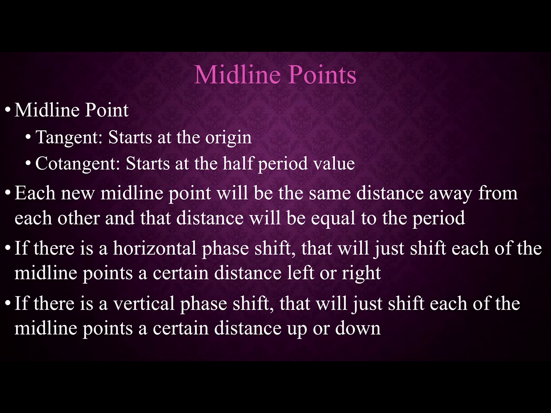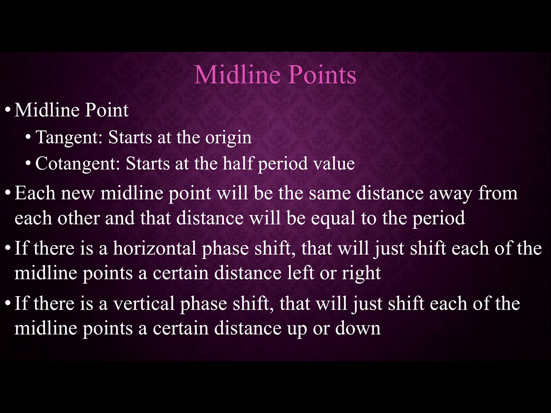For the midline points, it now switches. Tangent starts at the origin for a midline. Cotangent starts at the half period value. Same thing with the vertical asymptotes. In fact, you're going to find the midlines are just simply in between all your vertical asymptotes, the exact middle of it. So in reality, as long as we can plot the vertical asymptotes correctly, the midlines are just in between there. We're again going to be using 2 points for that. You'll recognize there'll be one before and one after the starting point of 0.